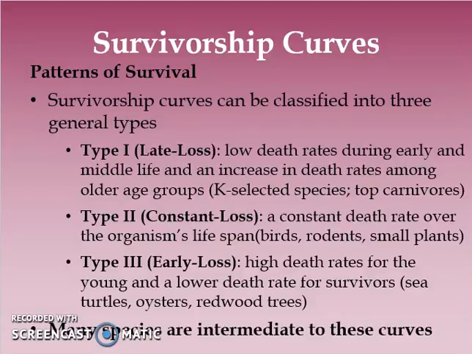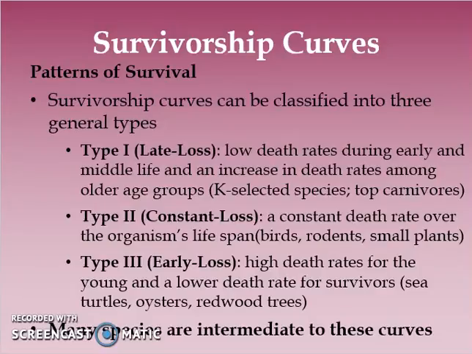And then your type 3, or your early loss curve. Most organisms die very early. Think sea turtles, plants, a lot of your big trees and those kinds of things. Most of those little baby sea turtles are picked off. They're eaten by birds, they're eaten by other organisms. Only a few make it to old age. But if they make it to a certain point, then chances are they're going to make it to old age, but most of them are going to die when they're young.